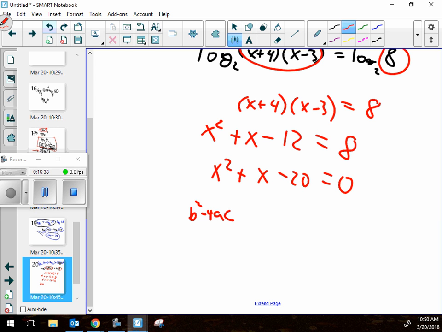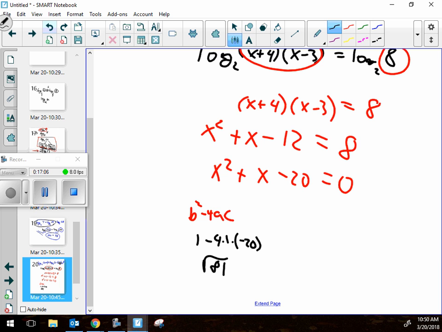I don't know if you ever caught that before, but I thought I could throw it in as a value added today. B squared minus 4ac, where b is 1, so 1 squared is 1, minus 4 times a is 1, times c is negative 20. I don't know if you ever knew that if this works out to be nice, like 81, which is what it does work out to be, if that works out to a nice number, as in something that has a nice square root, then it must factor.